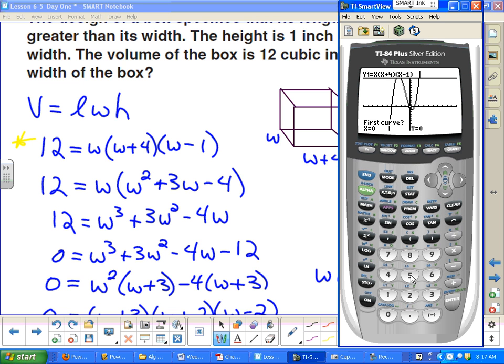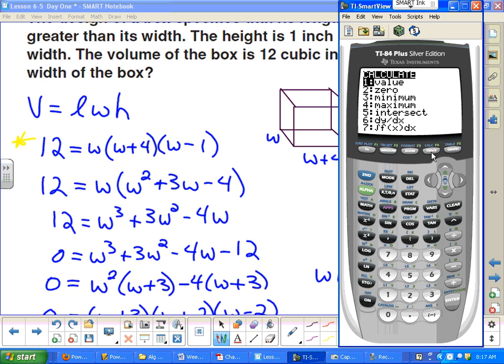And my first curve is that one. Second curve is a line. Okay. And we want only the one that's positive because the negative ones don't work in this case, and we can see that it's 2 there also. And that's finding the intersection point by going second trace.